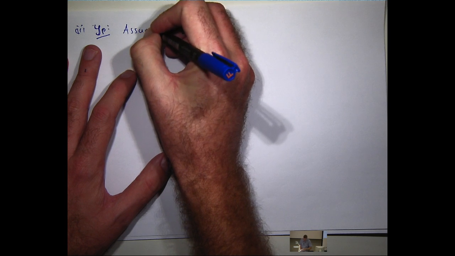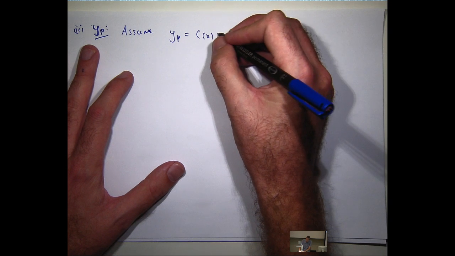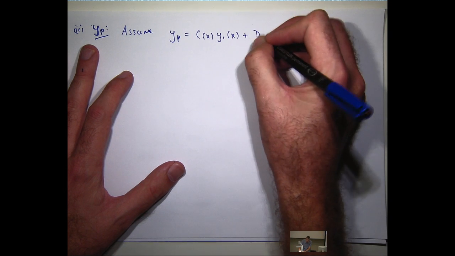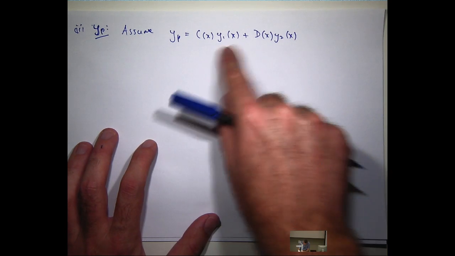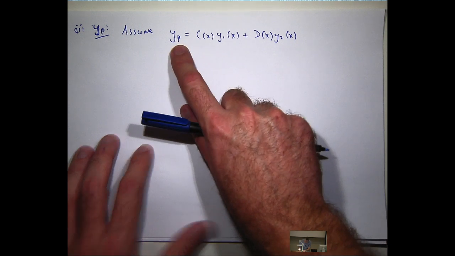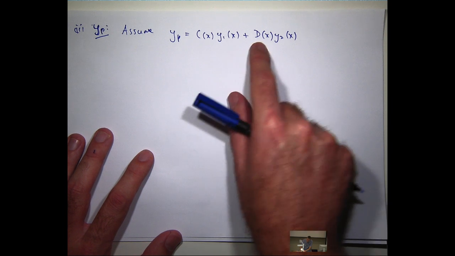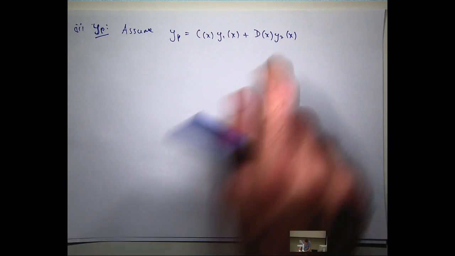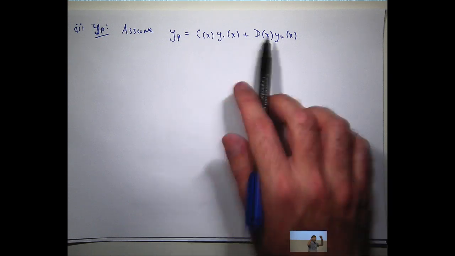Now, this is where it gets a little bit different. We assume y sub p is of the following format. For the y1 and y2 that I've just labelled, we're going to assume that our particular solution is a function c of x times y1 plus a function d of x times y2. C and D are not necessarily constants. Okay? And in particular, we have a formula for C and D.